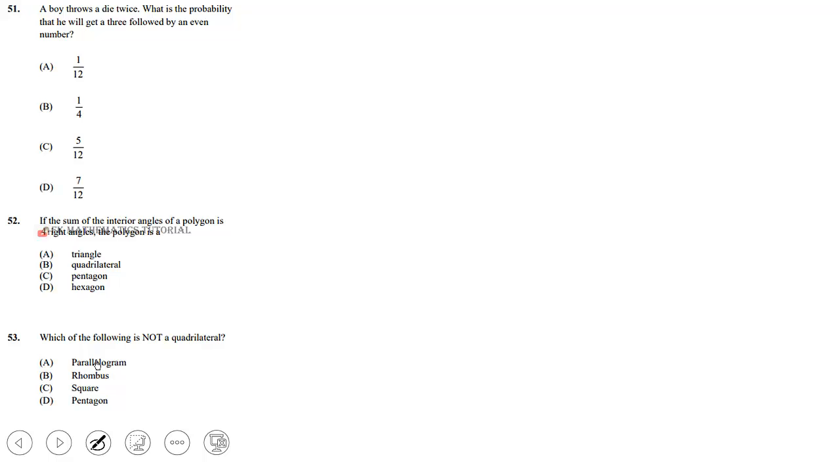Question 51. A boy throws a die twice. What is the probability that he will get a three followed by an even number?